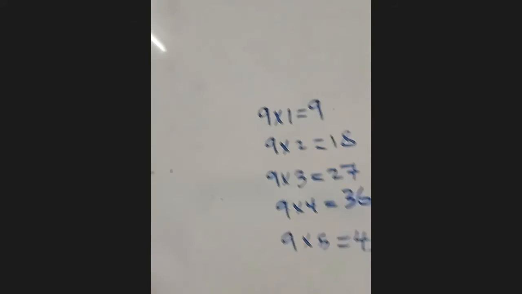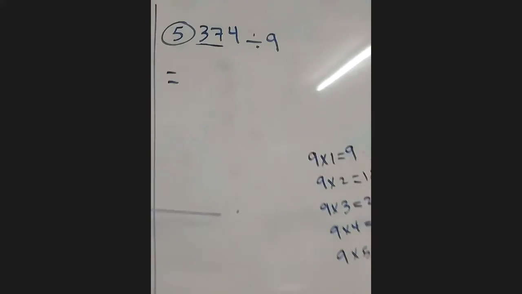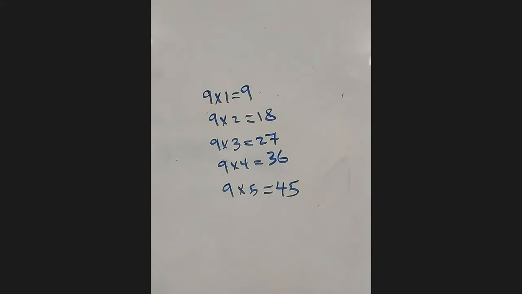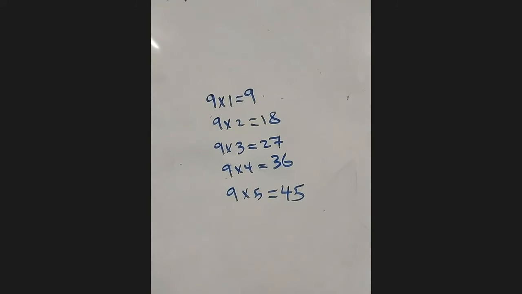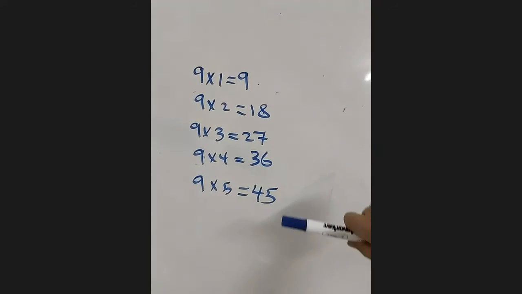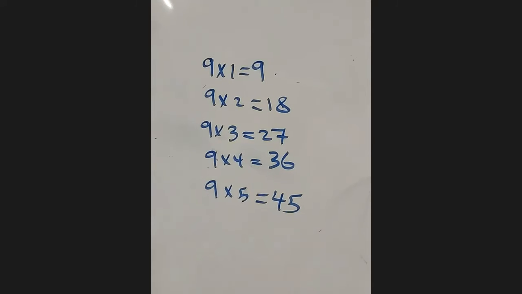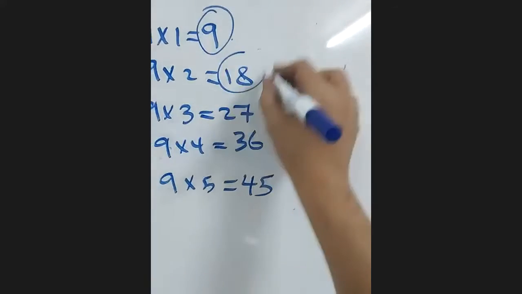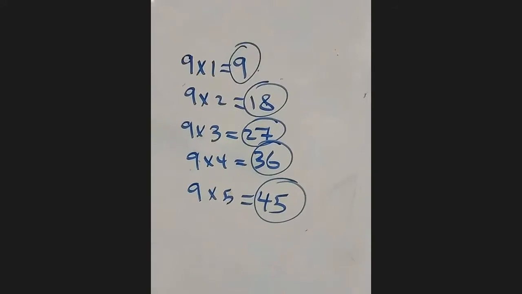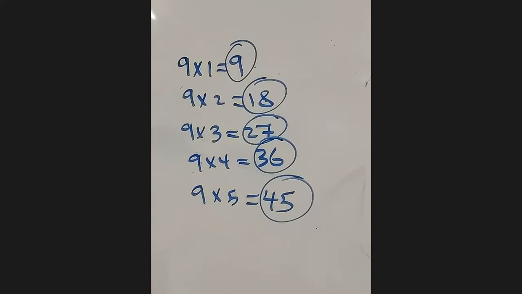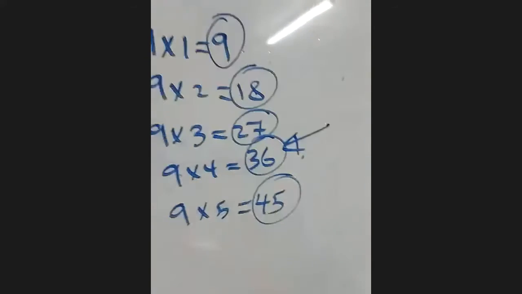Now, look here. Here we have 37, right? Yes. In the answers here, what is the closest number to the 37? See the answers? The closest number is 36.